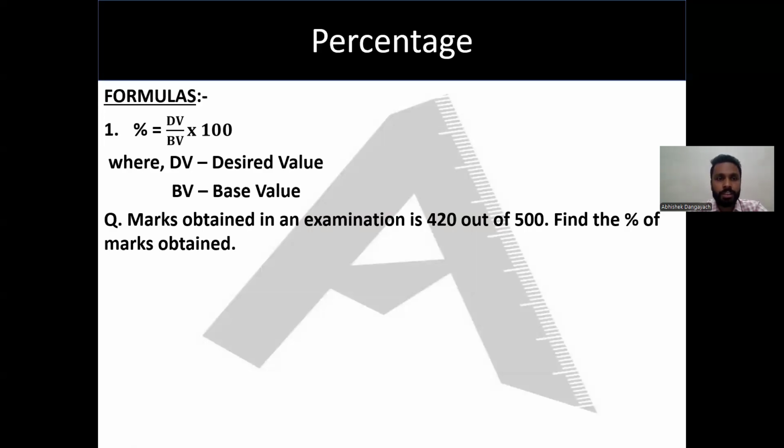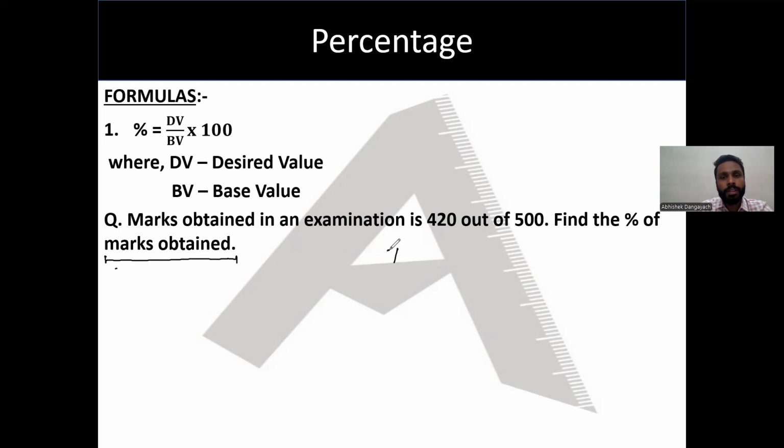I have to find the percentage of marks obtained. A very basic question. बचपन से अपन करते हैं, अपने को आता भी है, but still let me try to get the answer for this. देखिए पूछा क्या गया है, find the percentage.